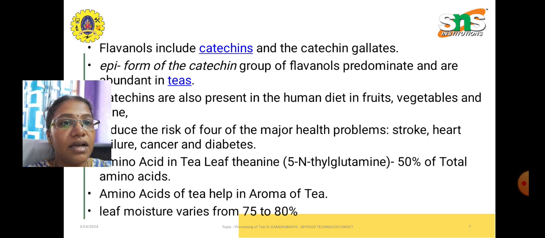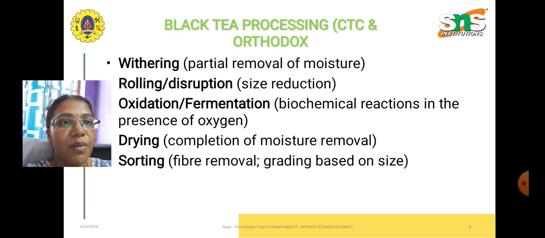And the main thing that plays a role in the aroma is the amino acids that are present in the tea leaves, and the moisture content of the leaf varies from 75 to 80%. So coming to black tea processing, or we call it CTC and orthodox, the steps are withering, rolling or disrupting the leaves, that is size reduction.